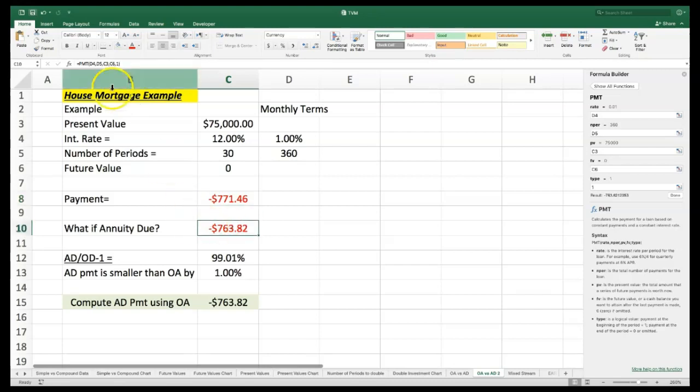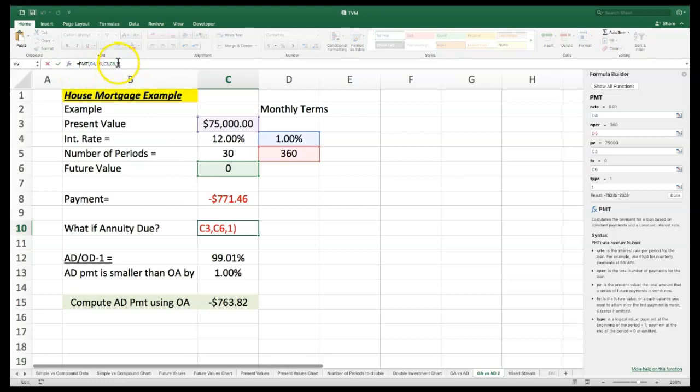But what if this was an annuity due? Well, in Excel, if we put a 1 at the end of the payment function, as you can see right here, it will calculate an annuity due for us using the same interest rate, number of periods, amount borrowed, and future value. And we see that the payment is only $763, so the payment for the annuity due is less than the payment for the ordinary annuity.